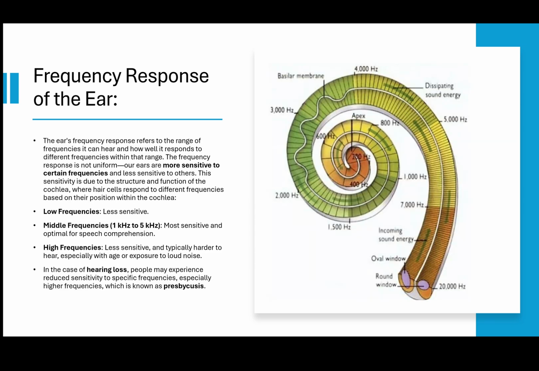Alrighty. The frequency response of the ear. This is a diagram of the cochlea. With the frequencies, we spoke about this a little bit before. At different regions within the cochlea, different frequencies are picked up. The frequency responses are not uniform: our ears are more sensitive to certain frequencies and less sensitive to others, as we discussed before.